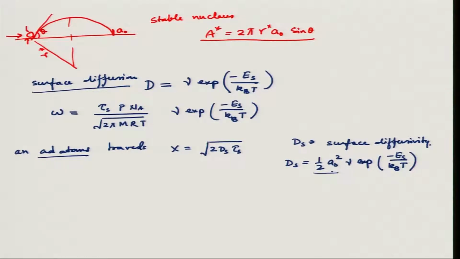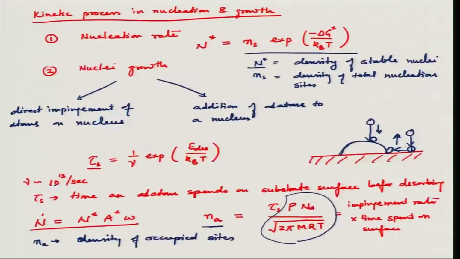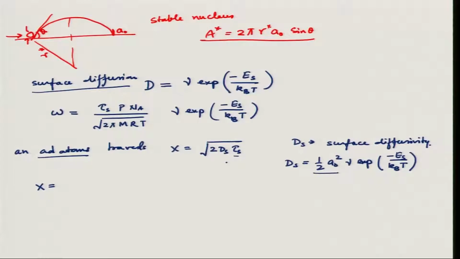Now, there is also surface energy. So, this is the Ds term. The tau s term involves the desorption energy. So, if we take into account both energies and we calculate x, if we use this expression for tau s and calculate this, we will get a0 exp of energy of desorption minus surface diffusion energy divided by 2 kBT.